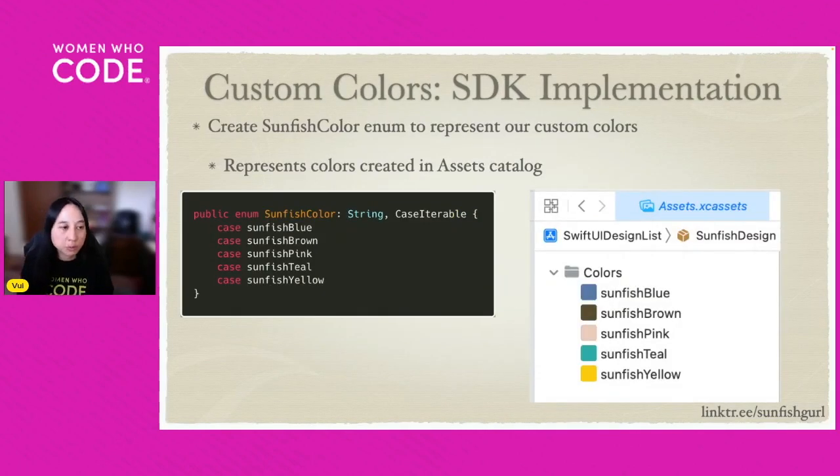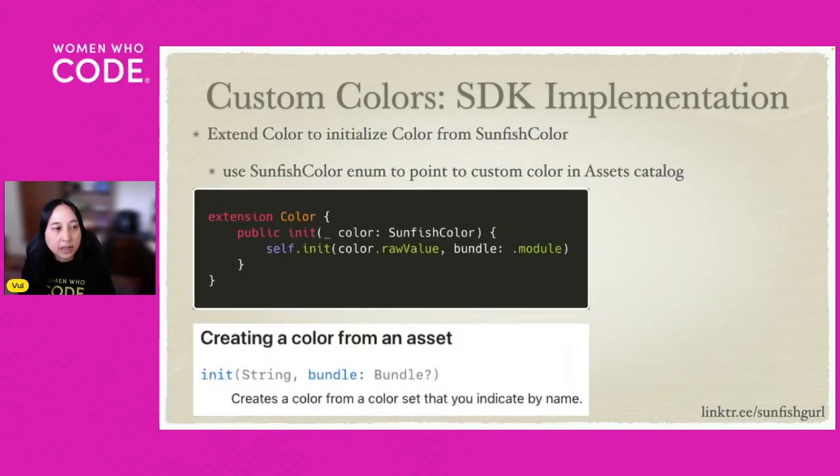So first, we create a sunfish color enum to represent our custom colors. This represents the colors created in the assets catalog. Next, we extend color to initialize color from sunfish color. And we use a sunfish color enum to point to the custom color that we created in the assets catalog.